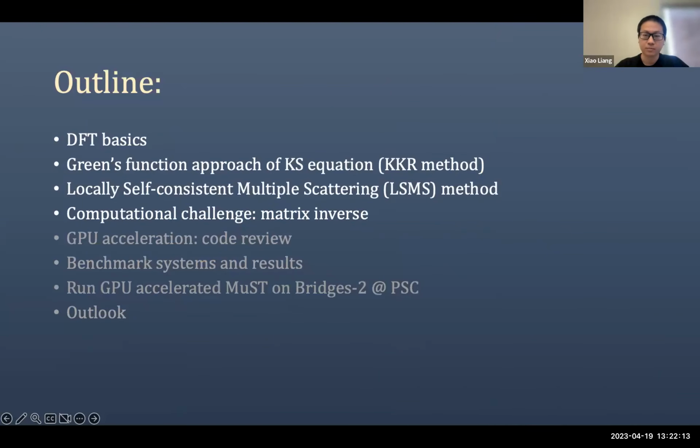As introduced, in either the KKR method or the LSMS method, the important part is calculating the Green's function. The Green's function is obtained through the multiple scattering matrix tau, and the tau matrix is obtained through the inverse of the KKR matrix. So the major computational challenge is the inverse of the KKR matrix, as each element in the KKR matrix is a complex number with a double precision real part and imaginary part.